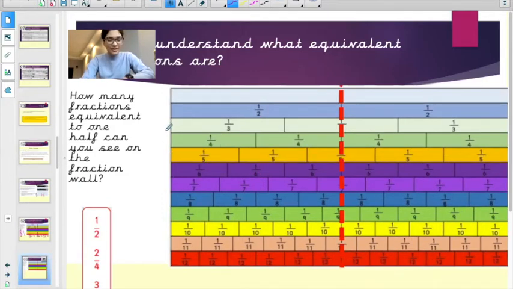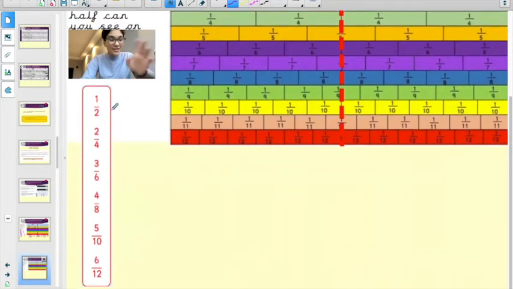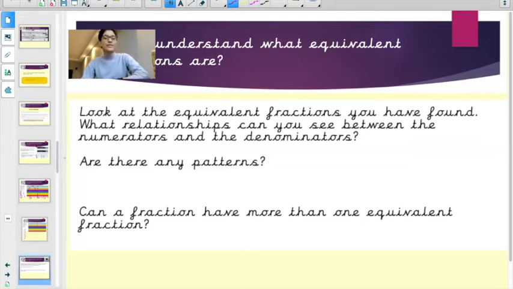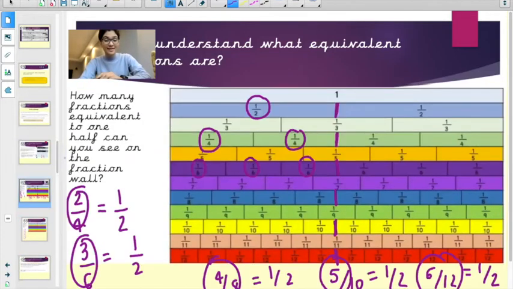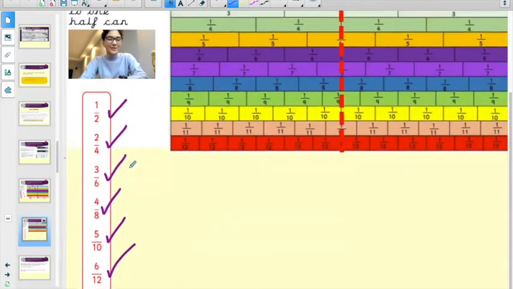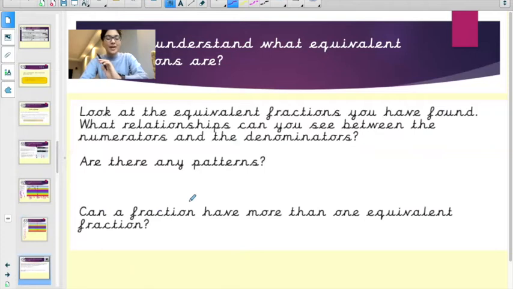So let's just double check that we have gotten that correct. The ones that are mentioned: a half, we got as our starting fraction. We mentioned 2 quarters, 3/6, 4/8, 5/10, and also 6/12. I would like for you to look at the equivalent fractions that you have found. They're written nice and neatly for you here if you'd like to have a look. What relationships can you see between the numerators and the denominators? Are there any patterns? Can a fraction have more than one equivalent fraction?